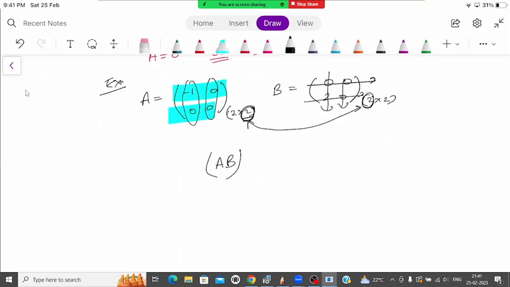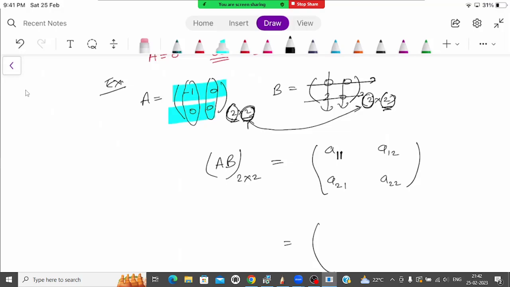After multiplication of AB, we will get a 2 cross 2 matrix. So how will we multiply? It will be first row first column, first row second column, second row first column, second row second column. So multiply the first row of A to the first column of B.